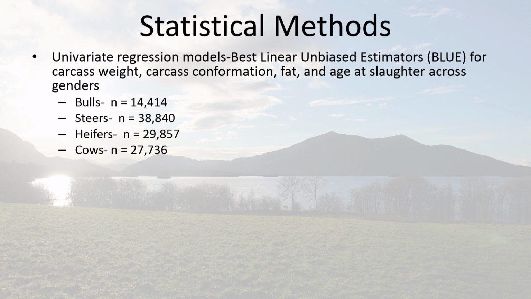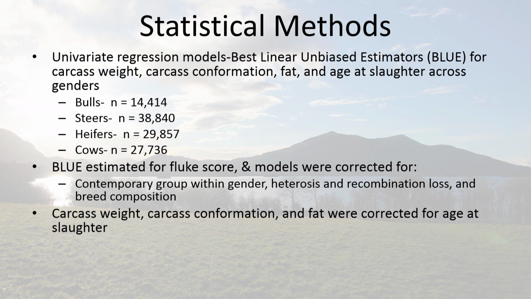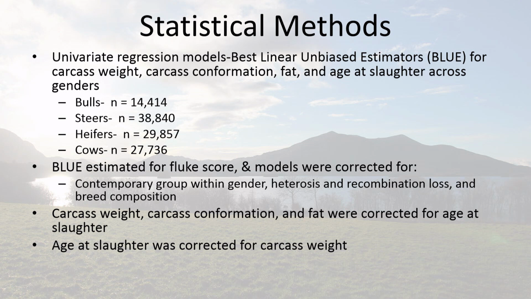So we whittled down our data a bit, using a univariate regression model, BLUE, which is not BLUP. Again, I'm not a geneticist, so I'm hearing these terms and going, okay. We used it to estimate for fluke score, and the models were corrected for their contemporary group, which is why we lost so many, within gender, heterosis, recombination loss, and also breed composition. We also corrected age at slaughter with the carcass weights, the carcass conformation, and fat. And age at slaughter was corrected for the carcass weight.